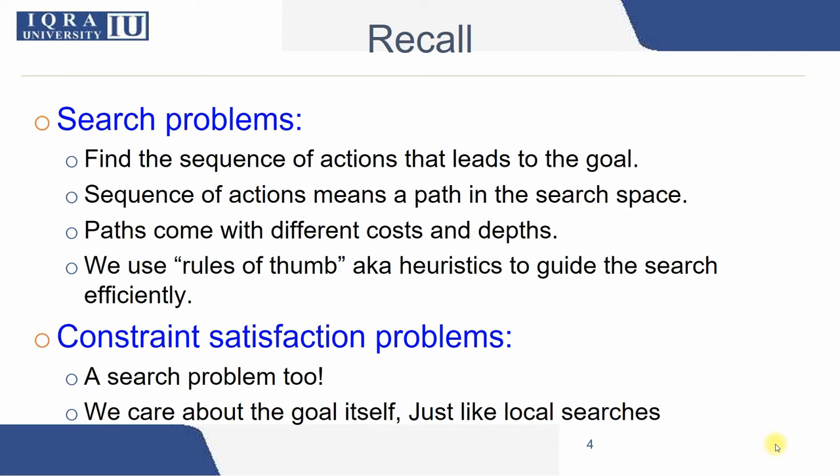In search problems, we had to find a sequence of actions that will lead us to the goal. A sequence of actions is basically a path from the initial node to the goal node, and every path would have a different cost, different depth, and a different number of actions involved. In uninformed searches we were not using any domain knowledge, and in informed searches we used a rule of thumb, which we called a heuristic, to more efficiently navigate the search space.